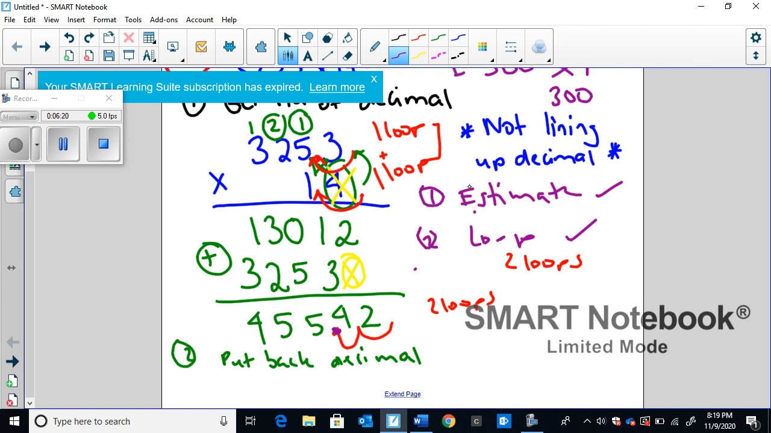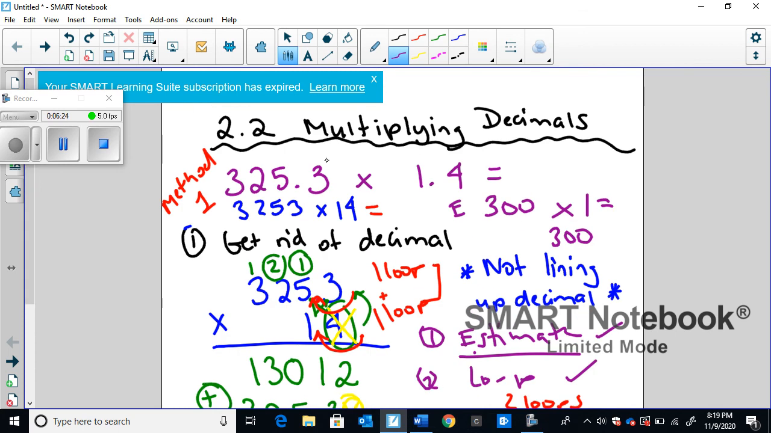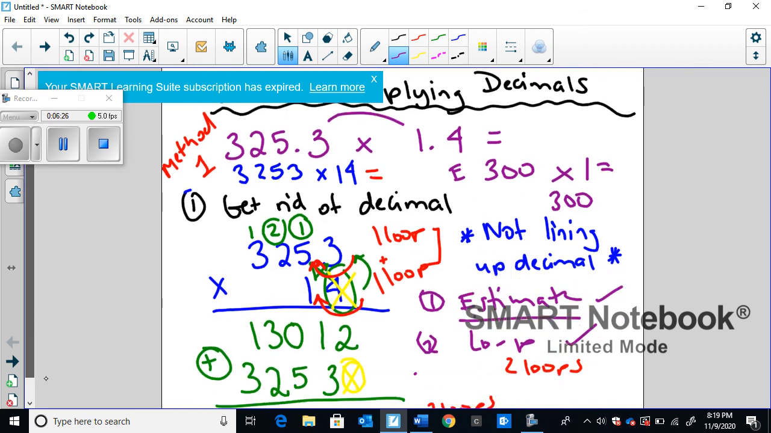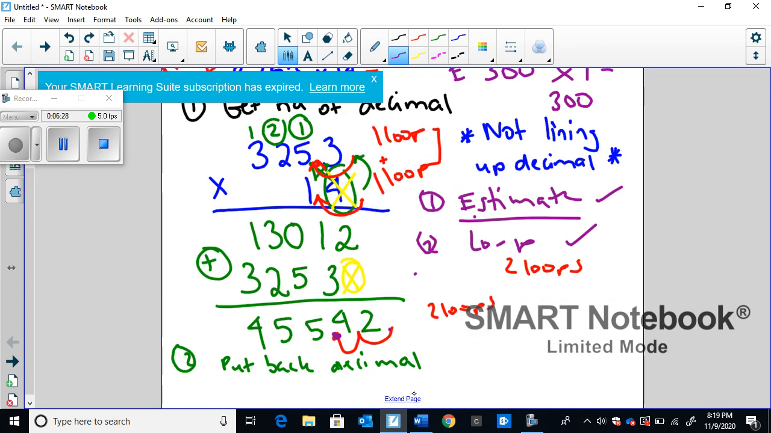So when in doubt, estimate. Make sure your estimate actually makes sense when you go back to your original equation, and that way you know if you did it correctly. But the key point is making sure that we push that number all the way to the end, and that we remember our long multiplication process.